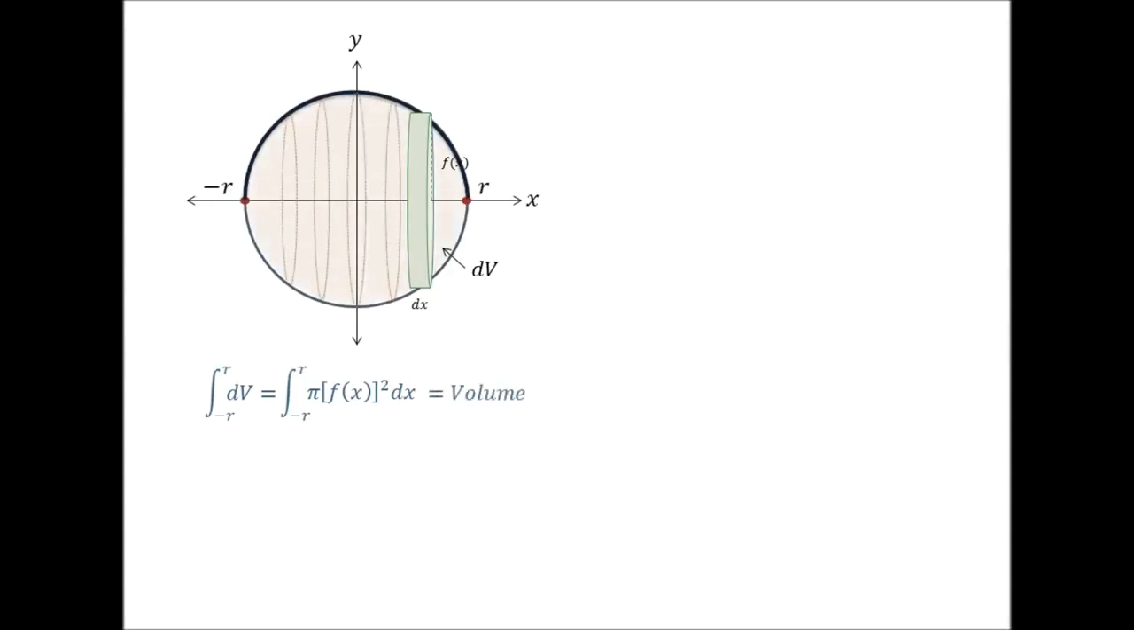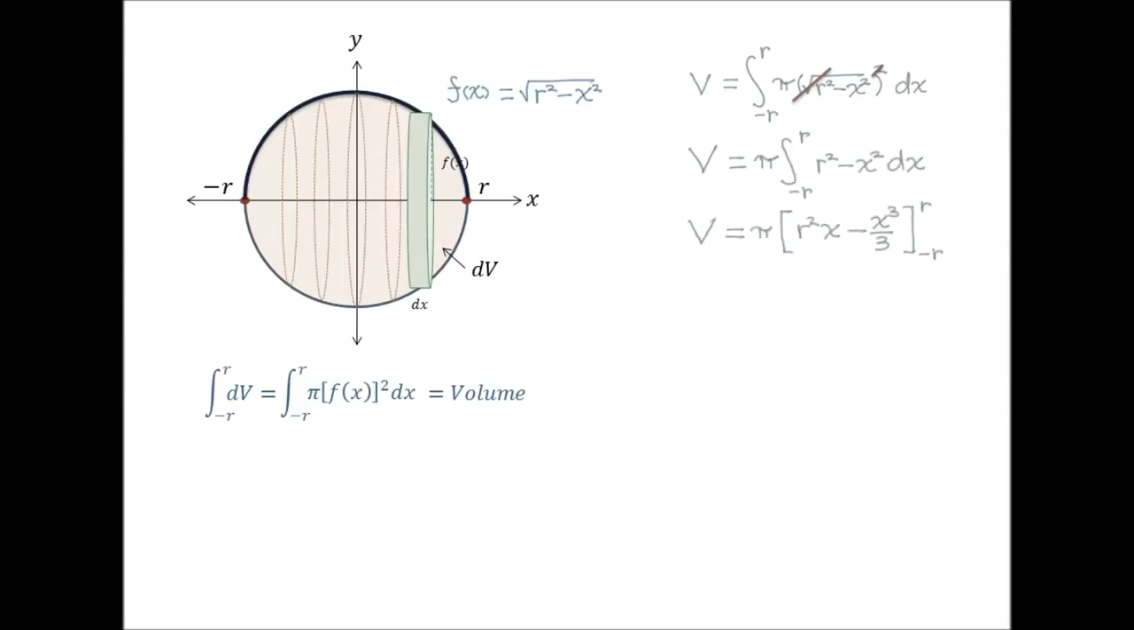And now that we have our integral, we plug in for f of x, and we get the volume equal to the integral from negative r to r of pi times the radical of r squared minus x squared, squared, dx. Seeing that the square and the radical cancel, and that we can pull the constant pi out, we then get the following. And now we integrate, and we get the quantity r squared x minus x cubed over 3, from negative r to r.